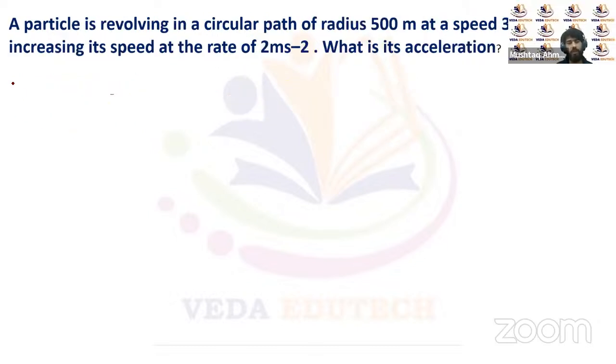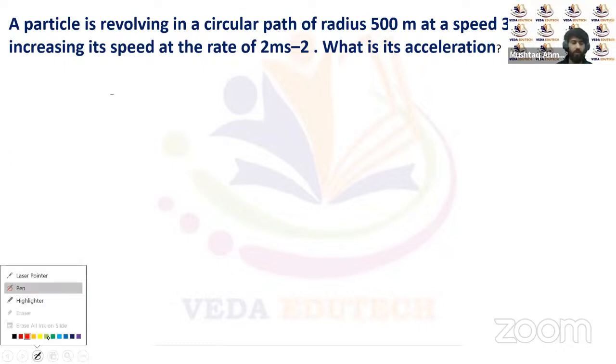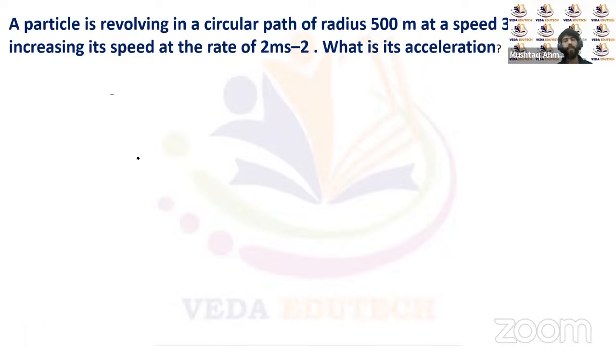Now talking about the second question, right? A particle is revolving in a circular path of radius 500 meters at a speed of 30 meter per second. It is increasing its speed at the rate of 2 meter per second square, right? What is its acceleration?